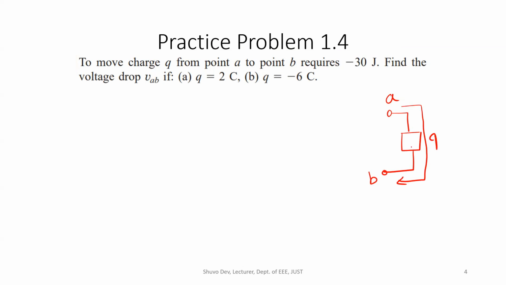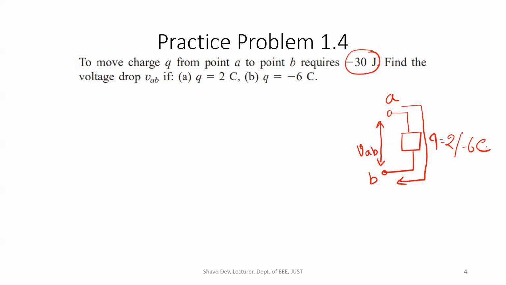And for moving this charge we need some energy. This energy is minus 30 joule. Find the voltage drop VAB. So we have to find similarly the voltage drop VAB between this point A and B when the charge is 2 coulomb or the charge is minus 6 coulomb.